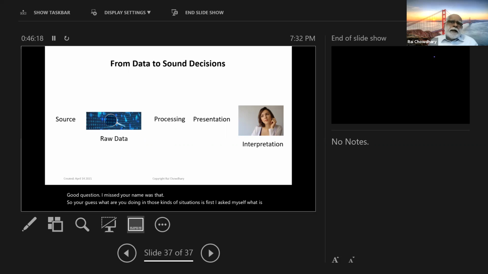So Yogesh, what I do in those kinds of situations is first I ask myself, what is the decision I'm trying to make? I teach a program called Data to Decisions, from Data to Decisions. That's a program I teach very often. So the first question is to ask yourself, what is the decision you are trying to make?